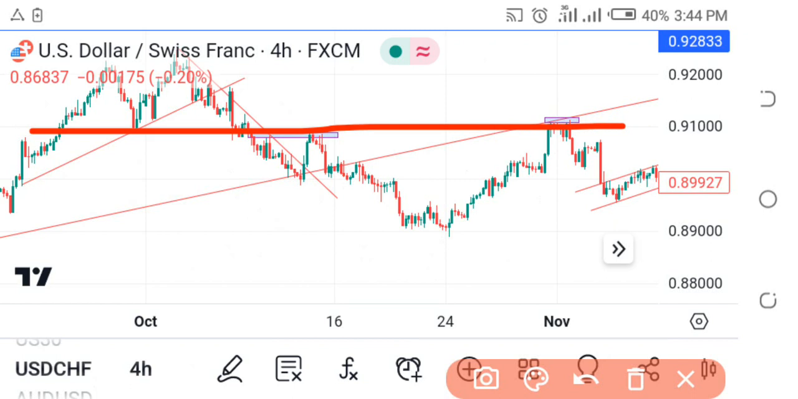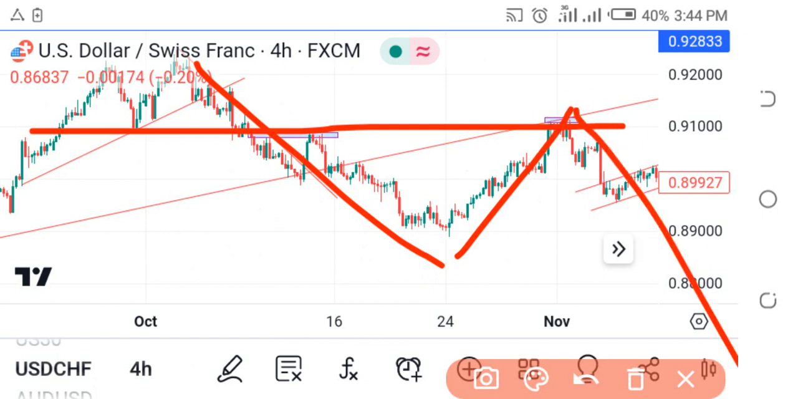Now what is a breakout? A breakout is an entry whereby you look for an opportunity to enter immediately the market breaks out of a zone. It broke out of the zone and went back. Okay, we are going back to the downside.